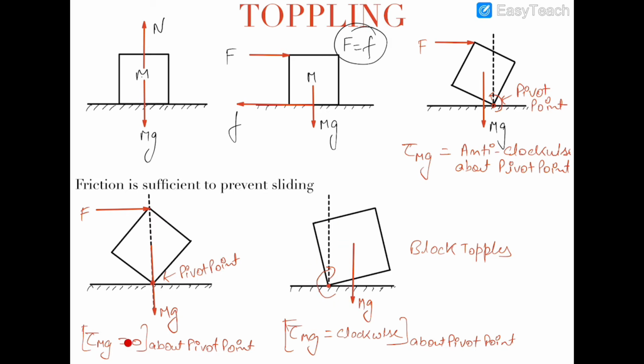So in this case, the torque of mg about this pivot point is 0. In this case, the torque of mg about this pivot point is in the clockwise sense, while in this case, the torque of mg about this pivot point is in the anti-clockwise sense. And let me remind you that toppling only occurs when friction is sufficient to balance F, so that the block does not slide.